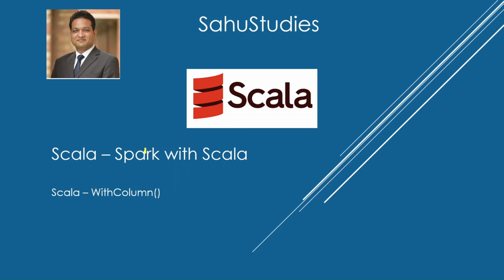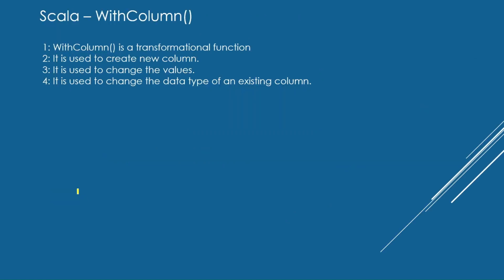In this video, I am going to discuss the withColumn function and how it generally works in Scala. The withColumn function is a transformational function. It is used to create a new column. Whenever there is a requirement to create a new column in the data frame, we generally use the withColumn function. It is also used to change values.